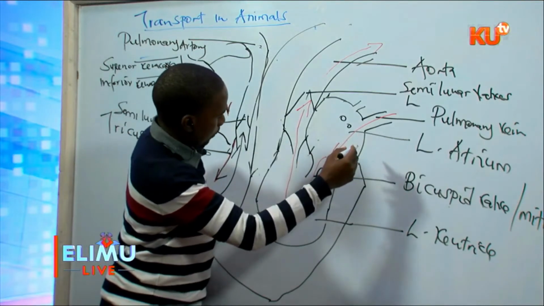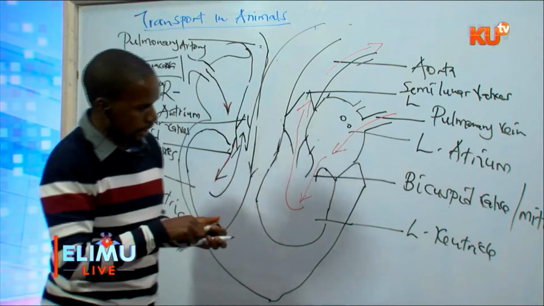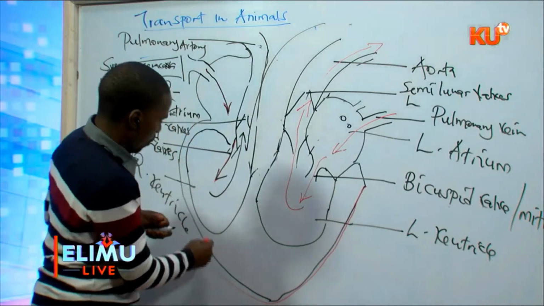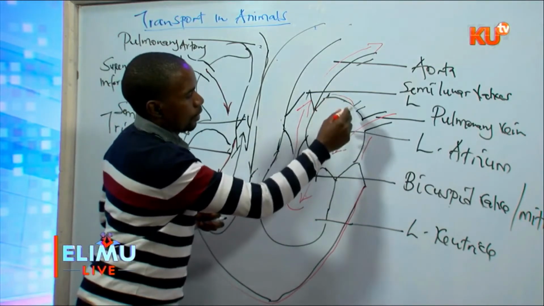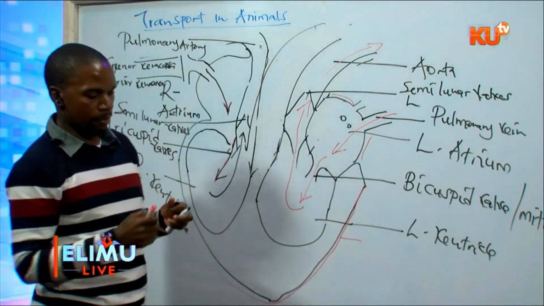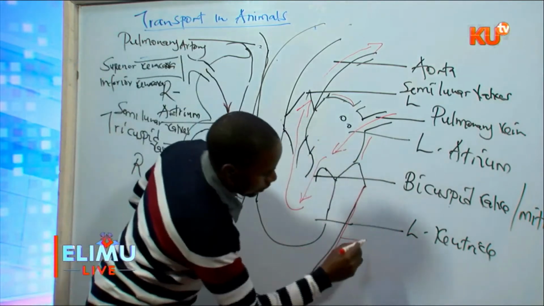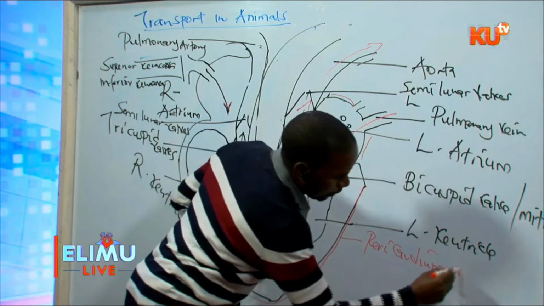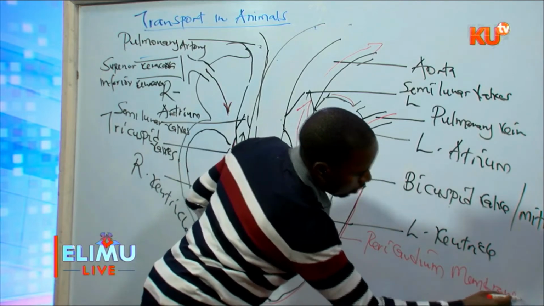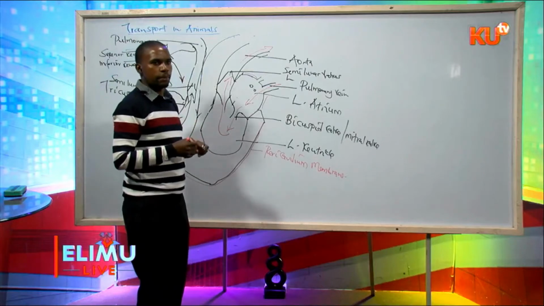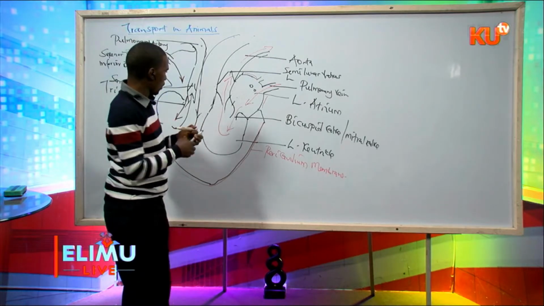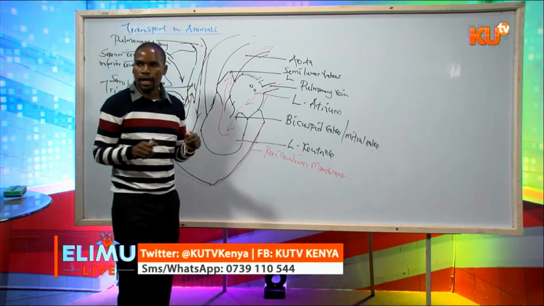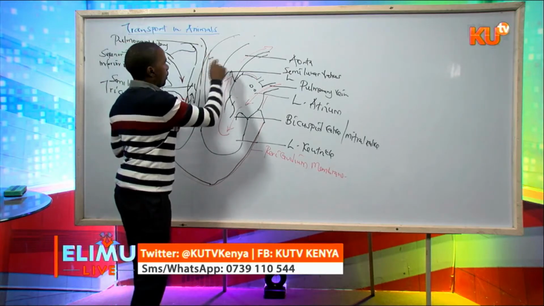Now let's look at this region here, the entire outside region of the heart. We are looking at the outside now of the heart. The heart is covered by a membrane, and this membrane is known as the pericardium membrane. The pericardium membrane has specific or several functions.